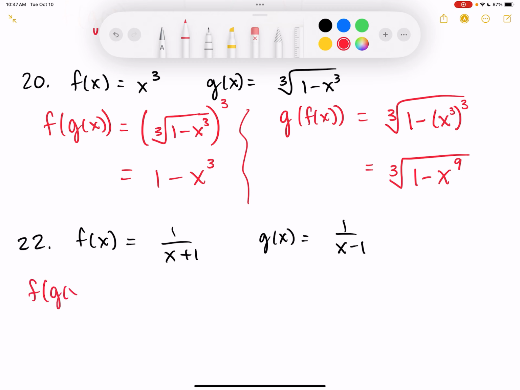So f of g of x. Anywhere I see an x in f of x, I'm putting g of x. So this is going to be 1 over x minus 1 plus 1. So any suggestions on what I might need to do here? You can't have a fraction in a fraction, so thoughts on what I might need to do to get rid of the fraction in a fraction?